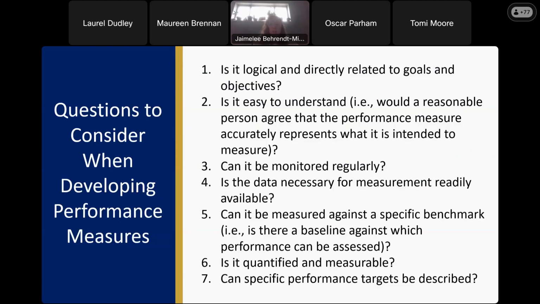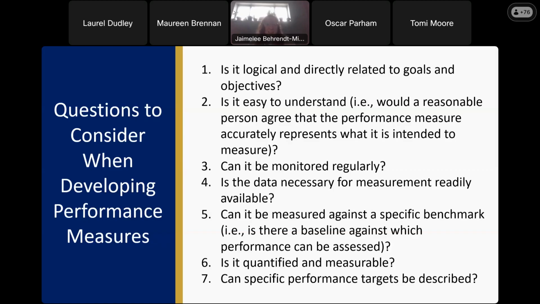So is it logical and directly related to your goals and objectives? Are the performance measures easy to understand, right? If anyone was reading it, would it make sense to them? Is this something that you can monitor regularly, right? If you're not able to collect these data, if you're not able to look back and see whether or not this is happening, then it's probably not going to be a good performance measure for you.